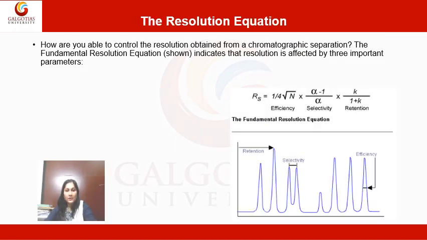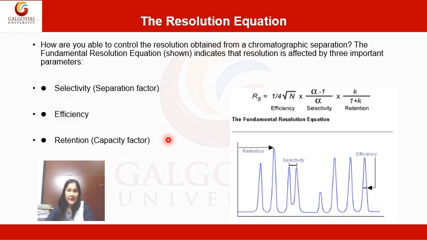Now coming to the resolution equation. The resolution equation makes us capable to control the resolution obtained from a chromatographic separation. The fundamental resolution equation as shown here reflects that the resolution of any chromatographic column depends on three important parameters. The first is selectivity, the second is efficiency, and the third is retention or capacity factor.